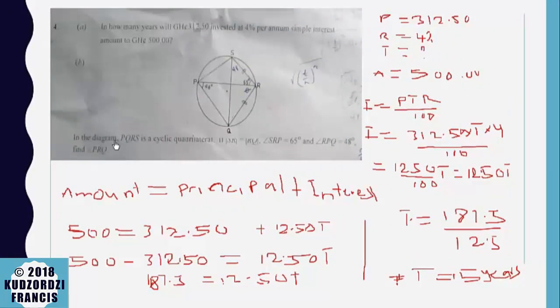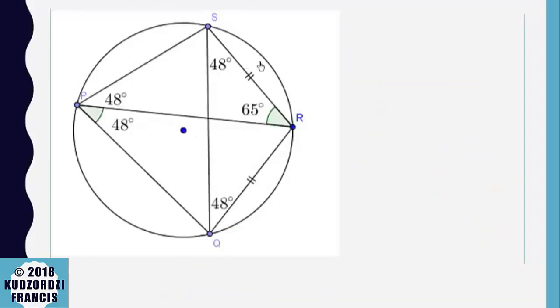Now the B part, we are supposed to calculate for some missing angle. So we're given all these angles, and we are supposed to calculate angle PRQ. So this is 65 degrees and this is 48 degrees. We're calculating for angle PRQ. That is this angle over here that we are finding. So this is the diagram. We are looking for this angle.